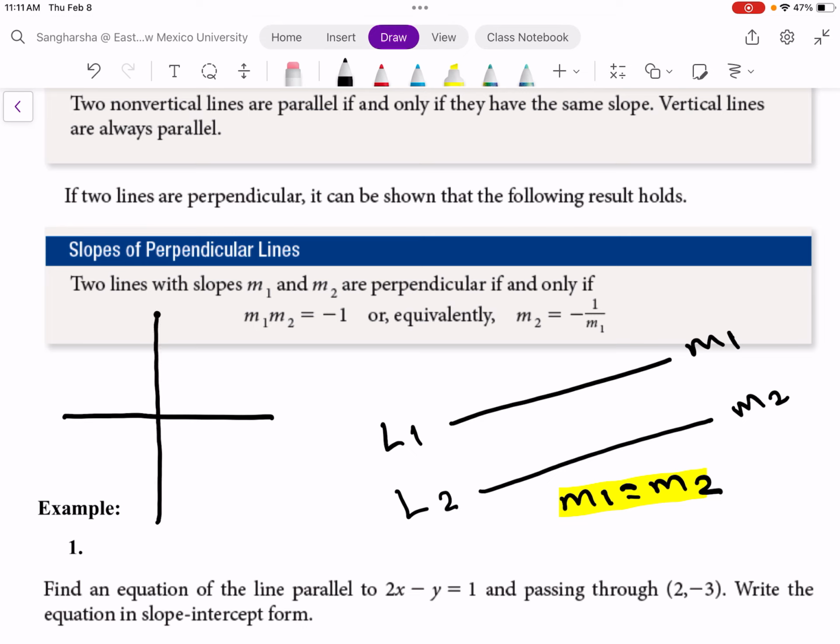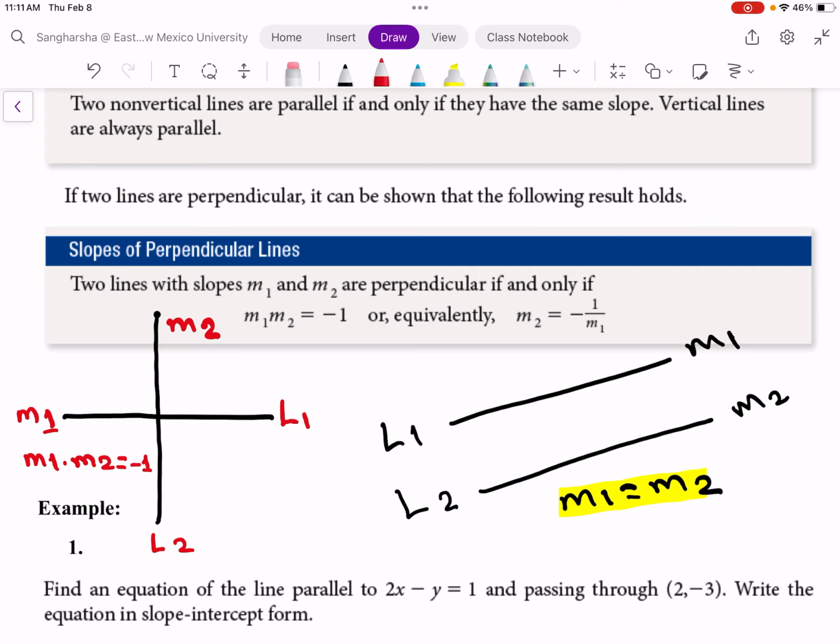Now if these two are perpendicular, let me call this line 1, this line 2, and m1 is the slope for line 1, and m2 is the slope for the second line. If these two are perpendicular, then when you multiply the slopes of these two perpendicular lines, m1 times m2, this has to be always equal to -1.